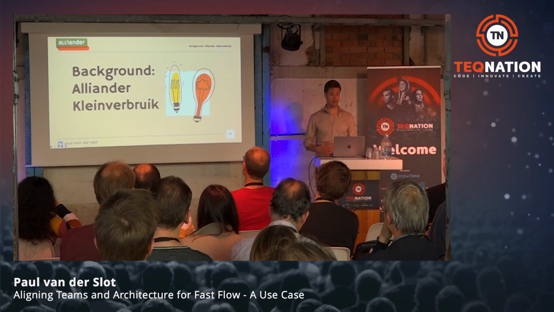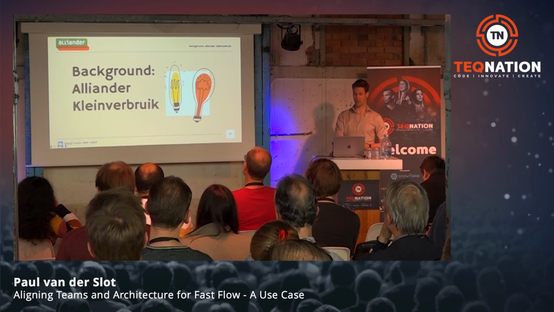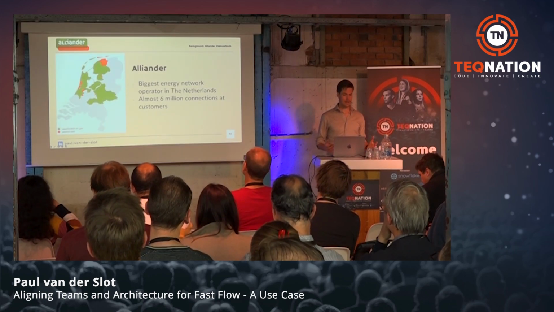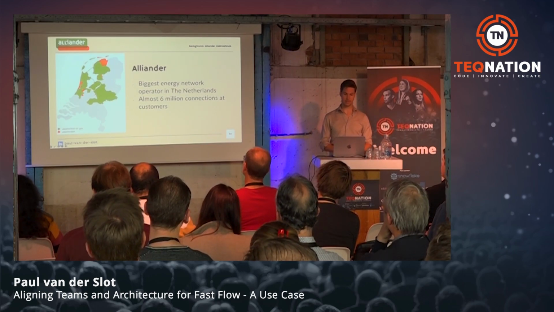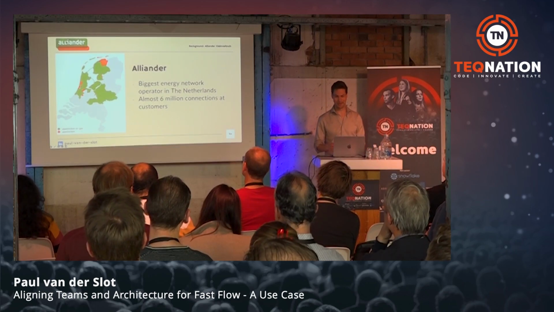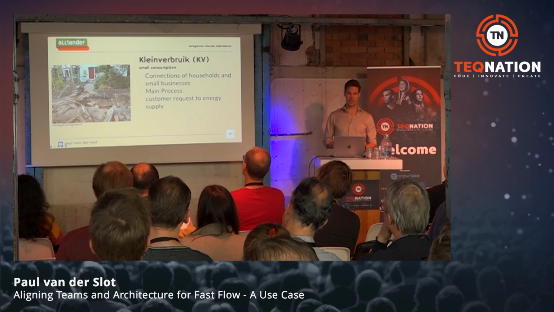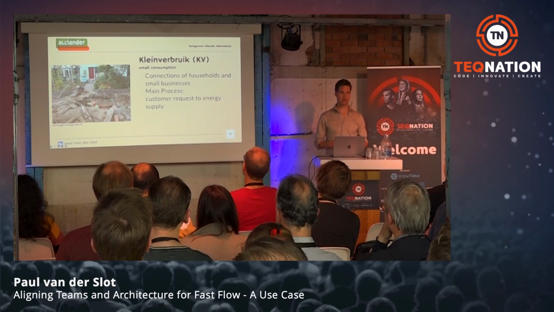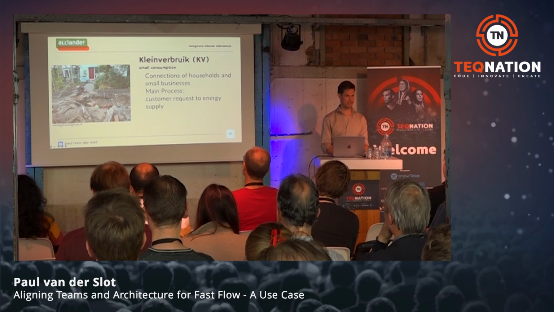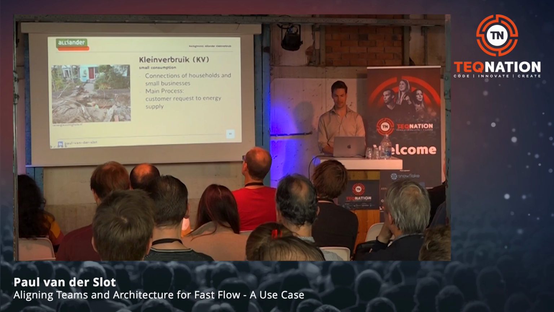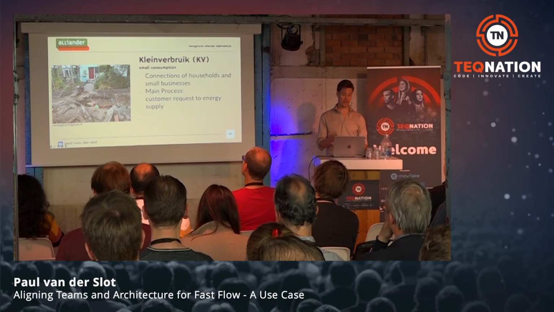And now I'm going to talk a bit about the background of Alliander. So what is Alliander and what is especially Kleinverbruik, where I'm working right now? Well, Alliander is the biggest energy network operator in the Netherlands, with almost 6 million connections as customers. And Kleinverbruik is the part of Alliander where I work. It's literally translated small consumption, and it's a group of positive and ambitious people who are working for the connections of households and small businesses. So if people like you and me want to change something about their connection, you will end up, if it's your region, at Alliander Kleinverbruik.